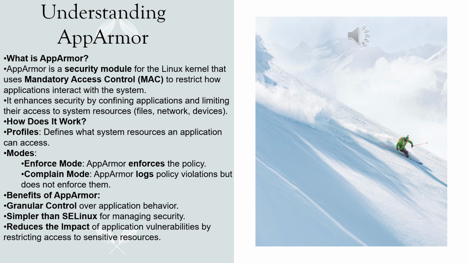How does it work? Well, profiles define what system resources an application can access. There are modes like enforce mode, complain mode, and other kinds of modes, but these two in specific: AppArmor enforces the policy in enforce mode, and in complain mode AppArmor logs policy violations but does not enforce them. The benefits of AppArmor include gradual control over an application's behavior, which is a really great one for this.